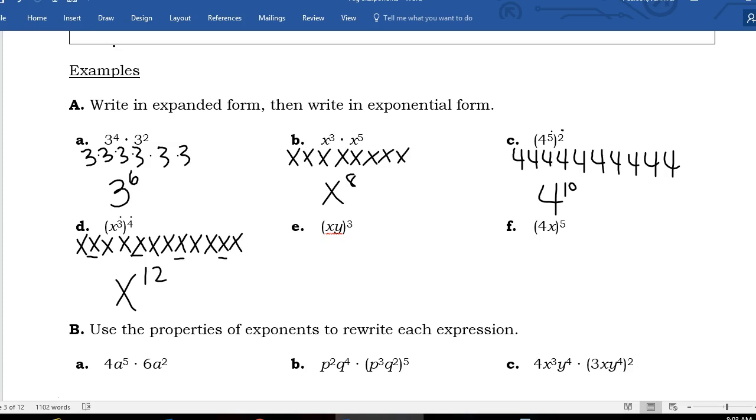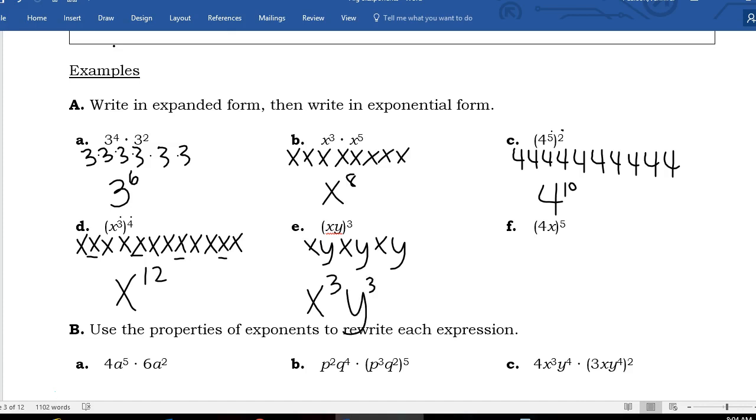Next, I have the product xy raised to the power of 3. What that means is everything in there gets the 3. The long way, the expanded way, says I have xy, and I have that grouping 3 times. So I have a second xy, and I have a third xy. If I count up how many x's I have, 3 x's. If I count up how many y's I have, 3 y's.